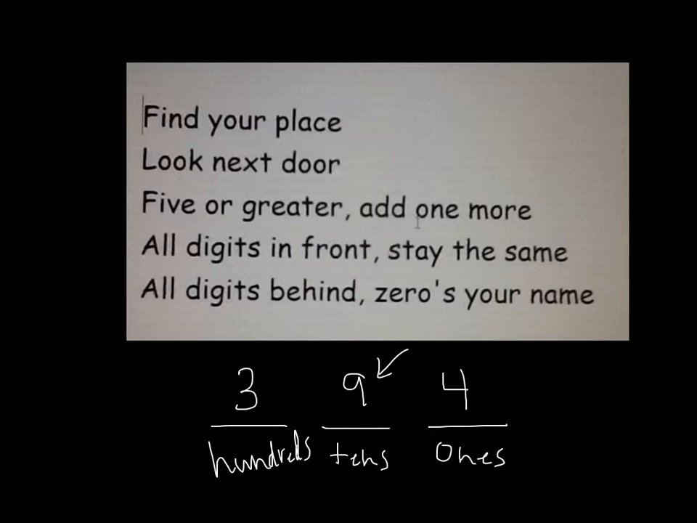Look next door. So we look next door to the right. If it's 5 or greater, we add one more. So when we look next door, it is not 5 or greater, so we don't need to change this place. All digits in front stay the same. All digits behind, zeros your name. So 394 rounded to the nearest tens is going to be 390. Let's try that with another number.